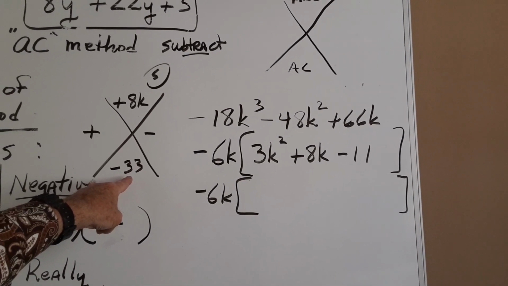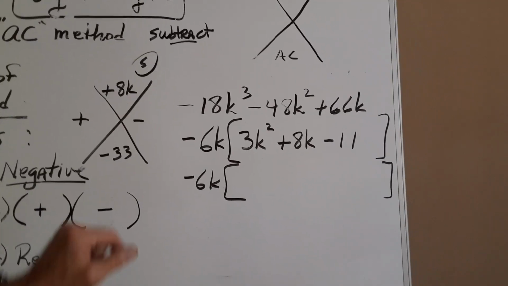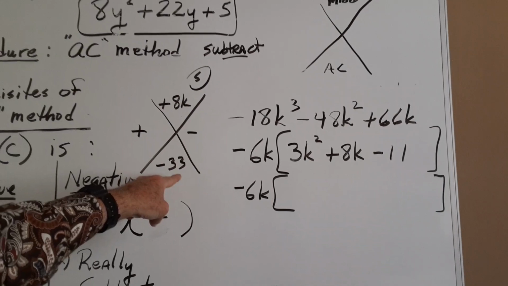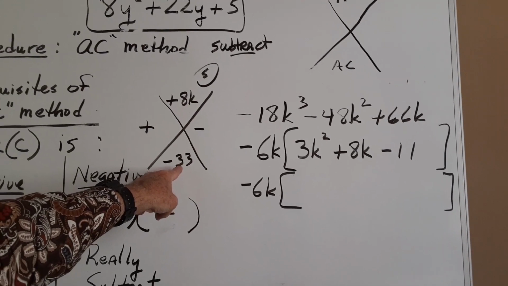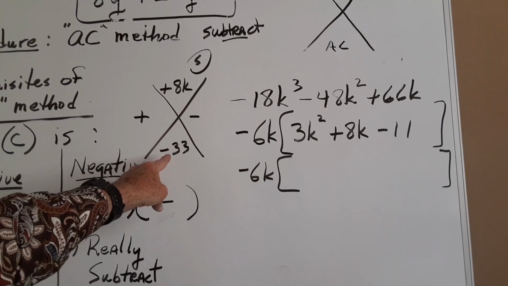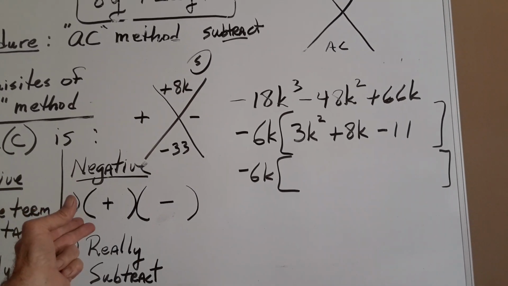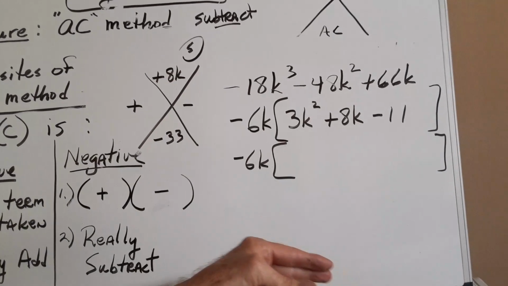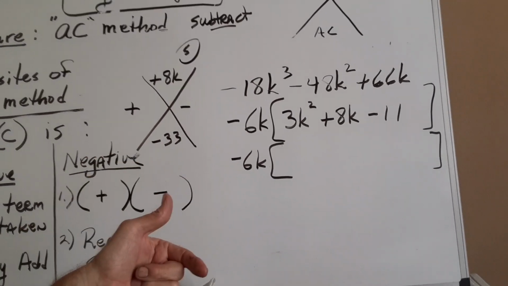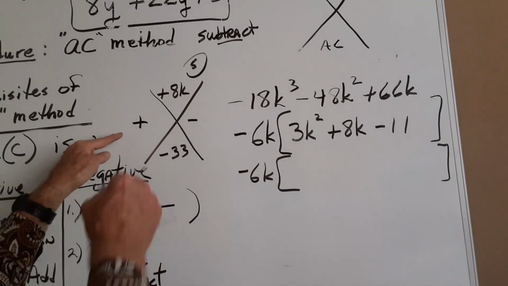Factors of 33 that when subtracted from one another will give us 8. Well, that doesn't take a whole lot of time. 11 times 3 is 33, and 11 minus 3 is 8. 11, 3. The larger factor, 11, gets the sign of the middle.